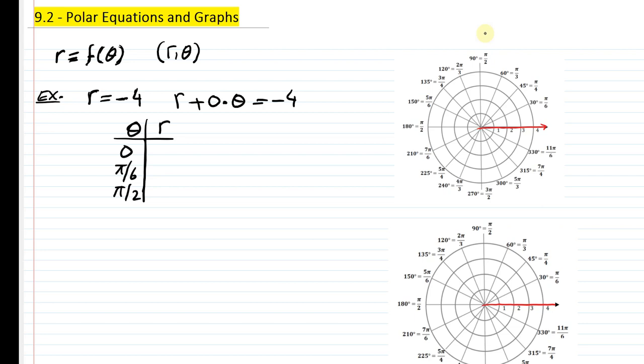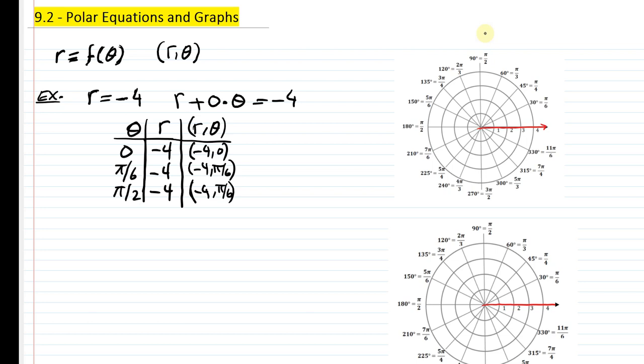So when theta is 0, r is -4. When theta is pi over 6, well, 0 times pi over 6 is 0, so again r is -4. This is what I was saying: the value of r is independent of theta. Theta could be anything. Now, if I plot the point as an ordered pair, r comma theta, in my polar grid, this is going to be -4 and whatever the measure of the angle is. Notice the radius does not change. The radial distance is always the same.